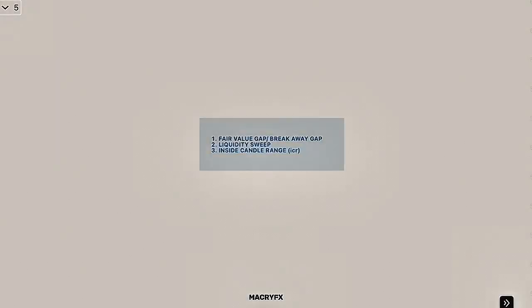Now to identify a correct order block, you have to keep three things in mind. Number 1, fair value gap or breakaway gap. If you don't know about breakaway gap, no worries, we will cover it in our further videos. Just consider it as a fair value gap for now. Second thing you have to look at is liquidity sweep, which is a very important aspect. Last but not the least, you have to look at ICR.